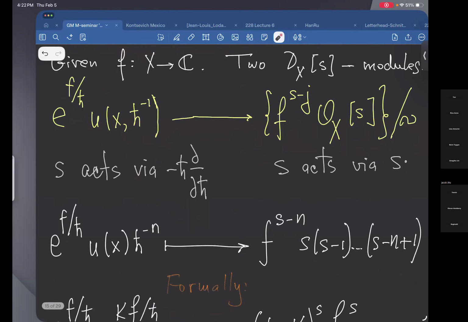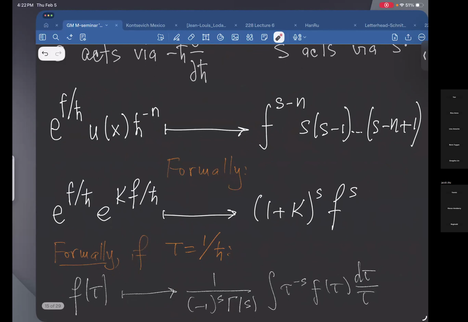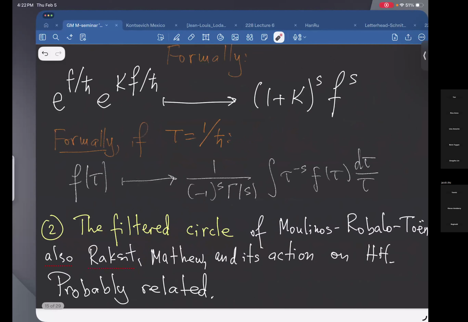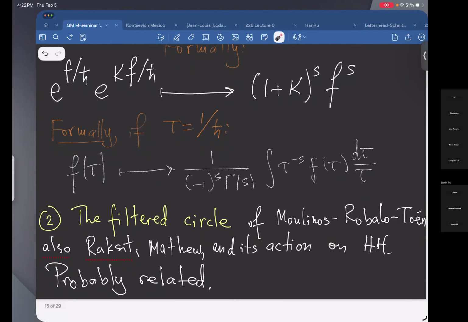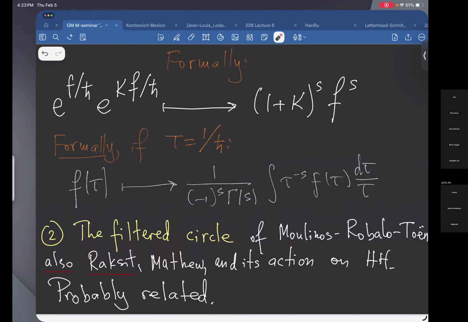And it's some sort of formal Laplace transform. And also, we are talking Hochschild and cyclic homology, and some anomalies between them and the commutative calculus via HKR. And in the filtered circle of Moulinos, Robalotto, and Raksit, Achille, Matthew, same formulas appear as some morphisms of formal groups. And so there must be a connection, but I don't know.